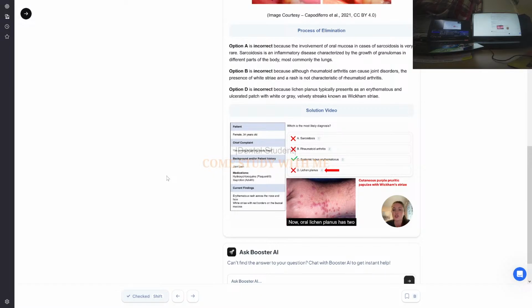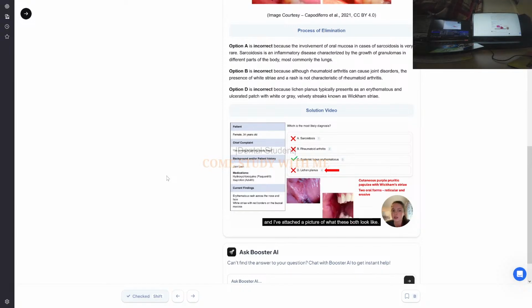Now, oral lichen planus has two forms, reticular and erosive. Both forms may occur alone or with these skin lesions, and they're more common in adults with a 3-2 female predilection. And as we see here, we have a female adult who is affected. It's usually seen on the bilateral buccal mucosa, tongue, and gingiva, but it can be seen on any intraoral surface or the lips.